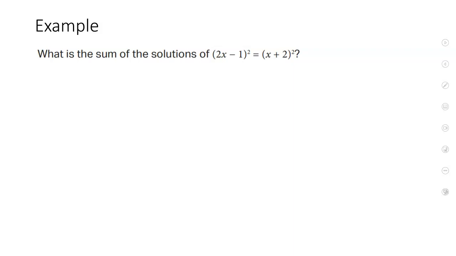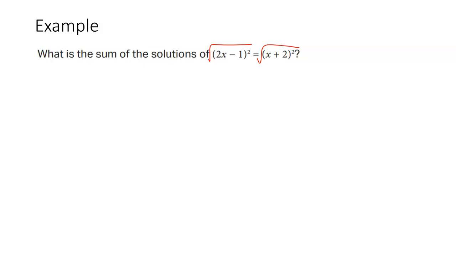So the sum of the solutions of 2x minus 1 squared equals x plus 2 squared. So I want to find the solution and I want to solve. Okay? So when I have 2 expressions squared, okay, if I want to get x by itself, well, I can just square root both sides, right? And that will get rid of my squares. I can do that, the property of equality. I can square root both sides and that'll get rid of the square. But you're ignoring a solution when you do that. You need to be really, really careful.